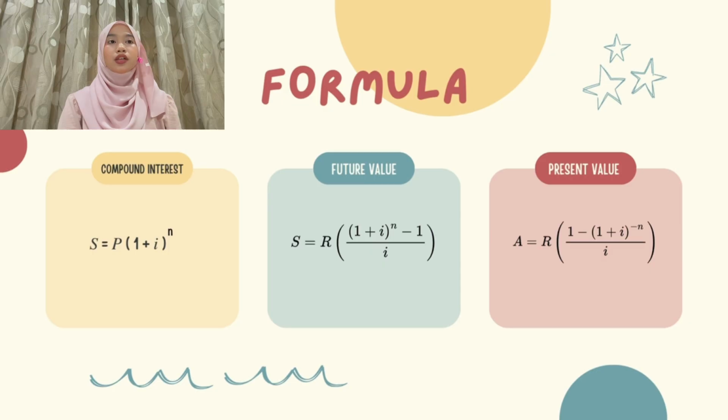Annuity involves making a regular deposit into an account at specific intervals and earning interest. Annuity has two formulas. First, we have future value: S equals R open bracket, open bracket 1 plus I close bracket to the power of n, subtract 1, divided by I, close bracket. Second, we have present value: A equals R open bracket 1 subtract open bracket 1 plus I close bracket to the power of negative n, divided by I, close bracket.